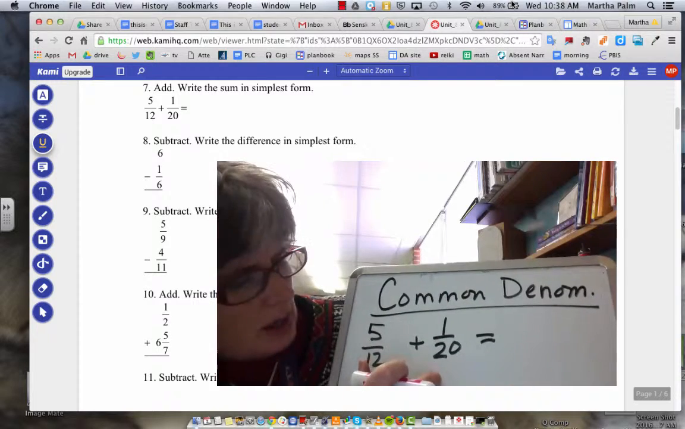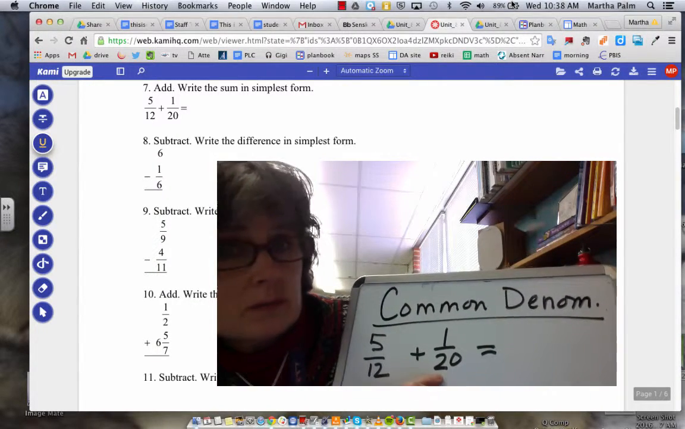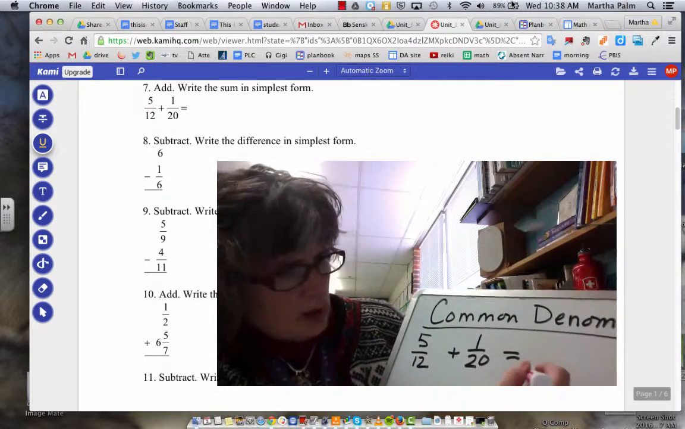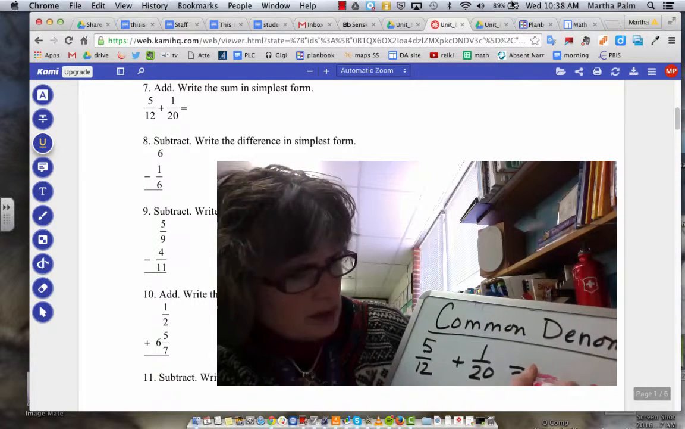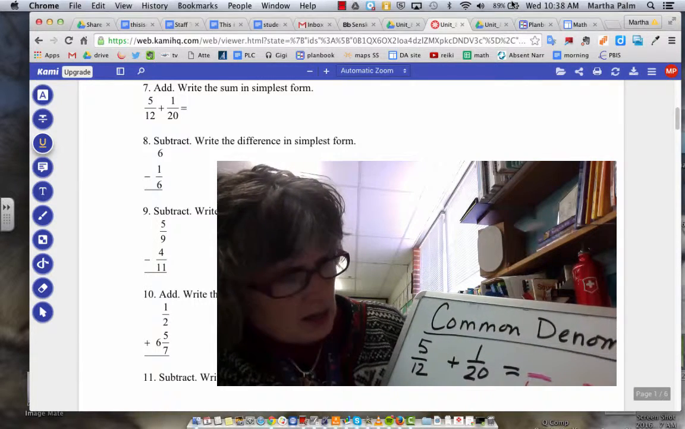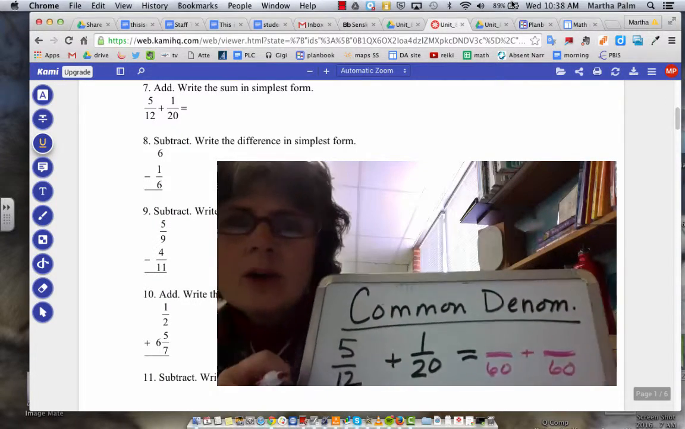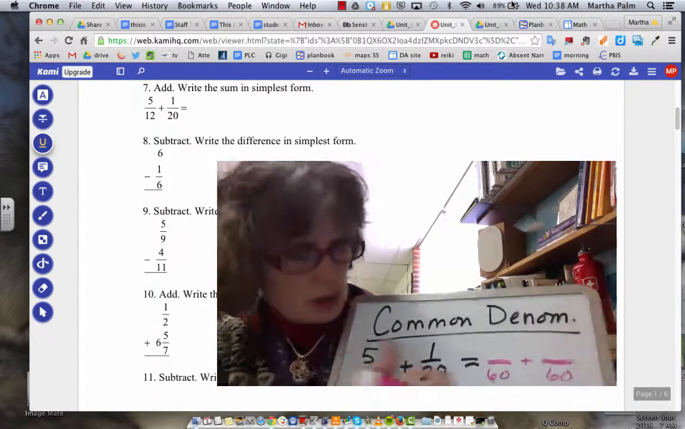Look at the 20. 20 times 3 equals 60. Right? So now we know that the denominator that is common to both of these is 60. So you know that that will be the denominator. But now we have to figure out the equivalent numerators because we changed the denominator.